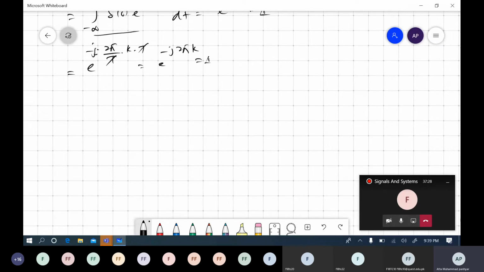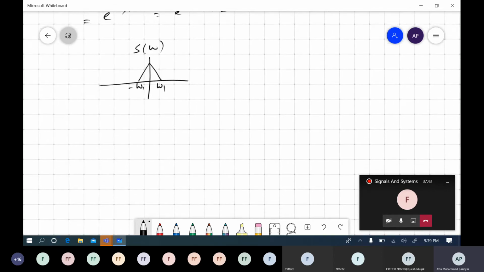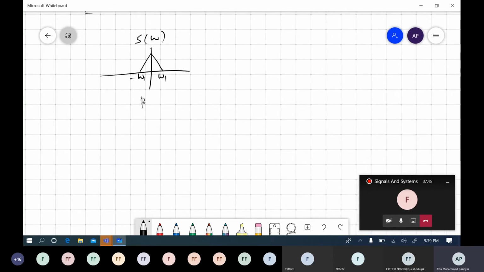Okay, so for example, now we have a signal S of omega, defined from minus omega 1 to plus omega 1. This is very important, and we wish to multiply it with X of omega, right? And our X of omega was a series of impulses, right?